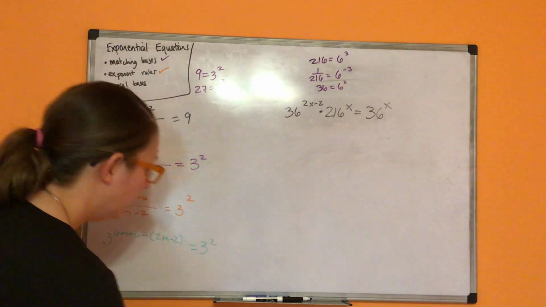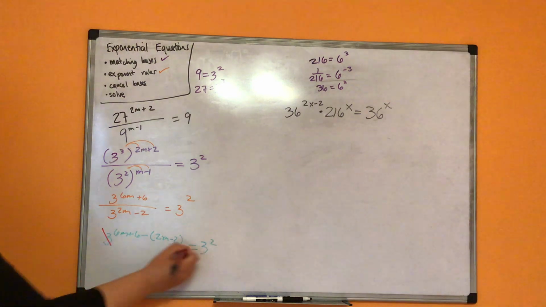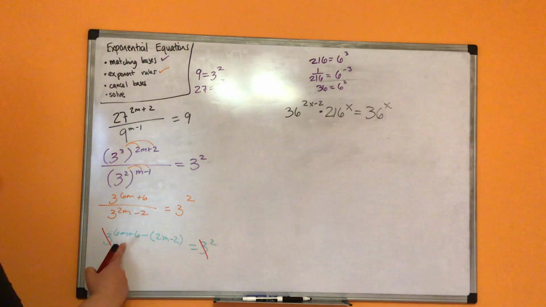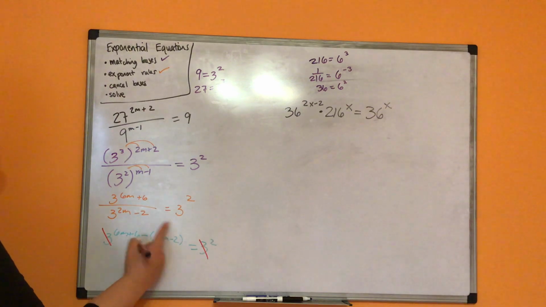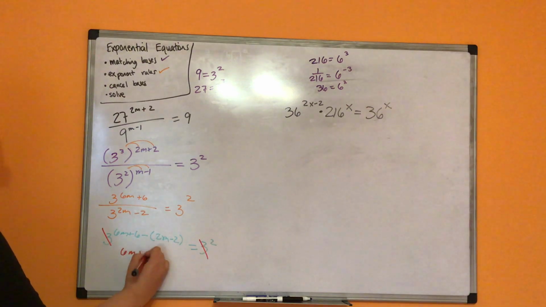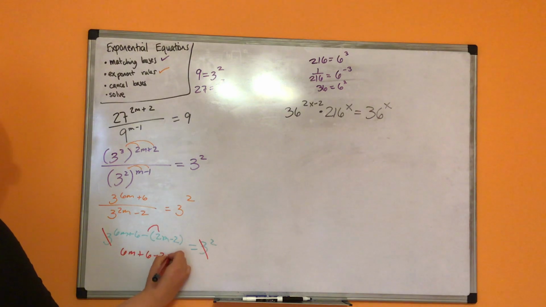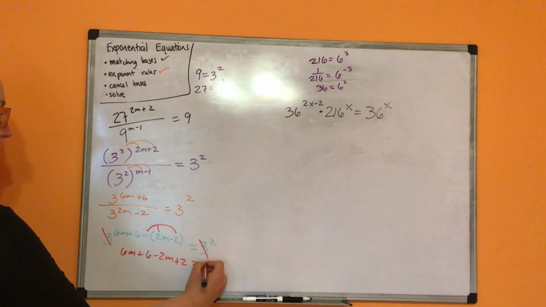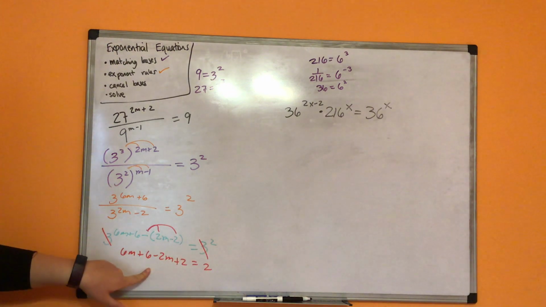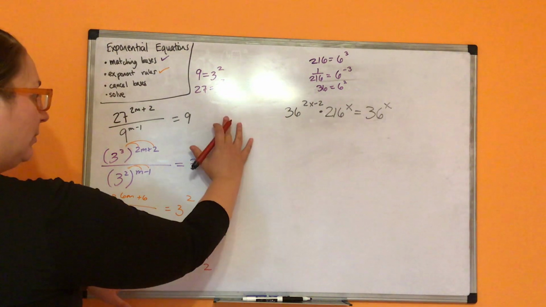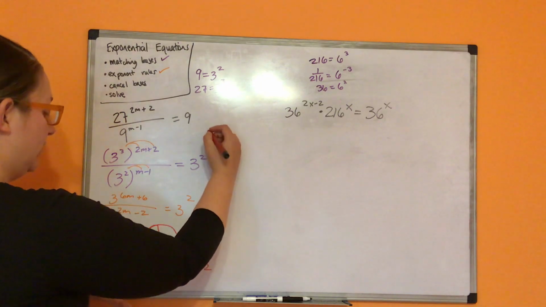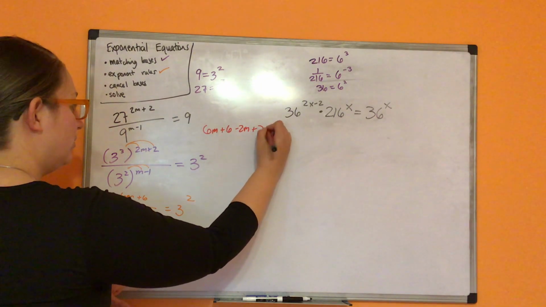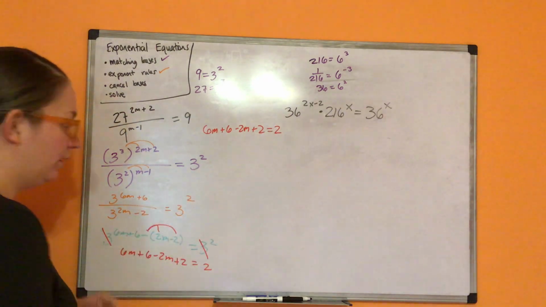All right, so now from here, I can cancel my matching 3 bases, and I'm going to simplify what I have here by distributing the negative. So 6m plus 6, this becomes a minus 2m, this becomes a plus 2, and the other side is just 2. From here, I'm going to solve this equation I have written in red, but I'm going to do that up here because I'm kind of running out of room. So it's the same exact thing. 6m plus 6 minus 2m plus 2 equals 2. I just copied that down.